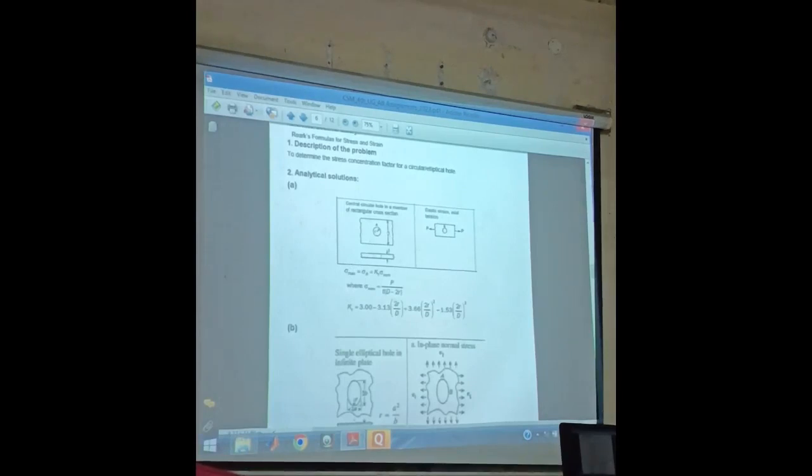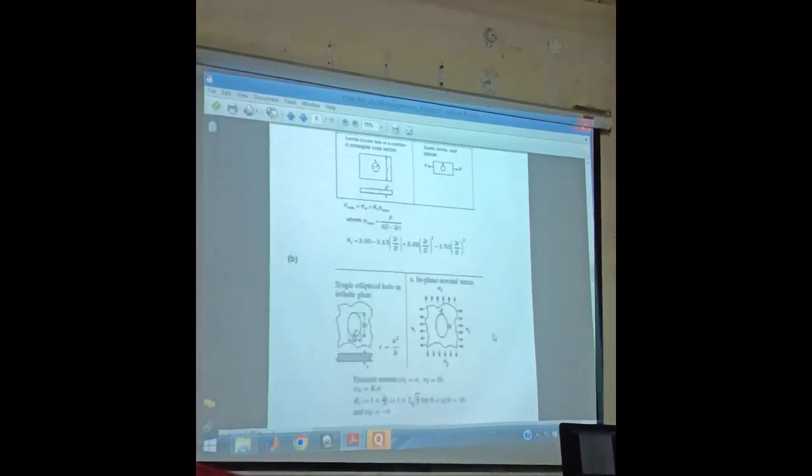So what we'll do, we'll take some model, we'll apply some force like this, and circular hole. Then sigma nominal we will calculate. Then that nominal multiplied by Kt will be sigma max. From finite element we will get sigma max, and sigma max by sigma nominal is Kt. This is the theoretical value to compare, and we have to state the percentage of error.